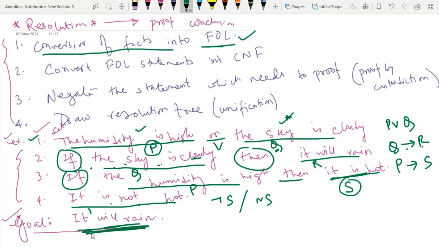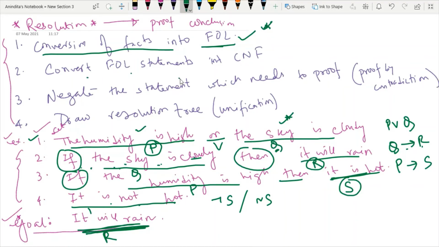So it will rain. How can I consider it as it will rain? So here we have one statement that it will rain, which is considered as R. So it will rain means again this representation will be R. So the first step is over. Now come to the second step.